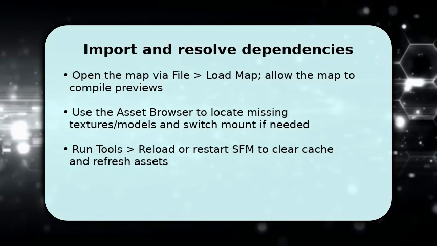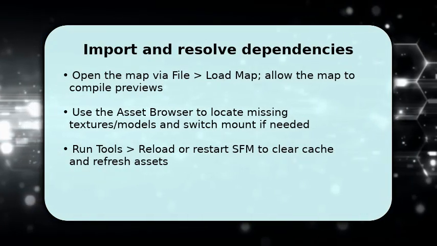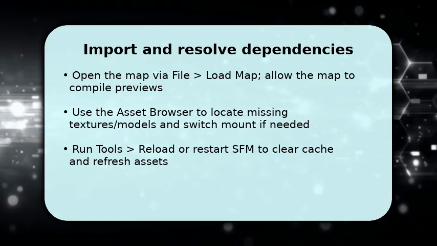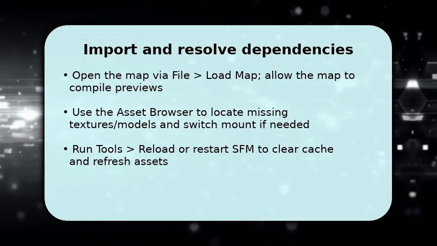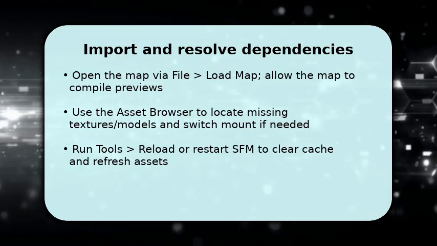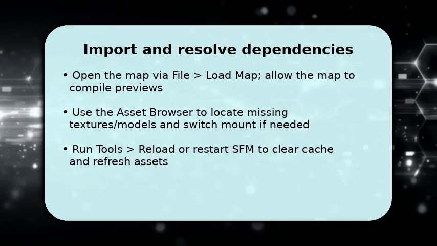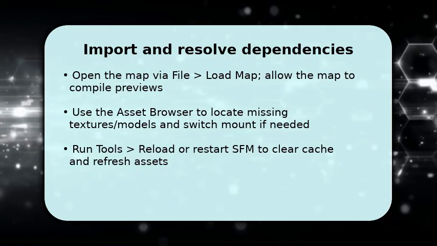Once the map loads, you'll often face missing models or textures. Use the Asset Browser to find replacement assets or remap paths. You can mount additional games in File Set Game to pull assets from other source games. This resolves many missing dependencies.